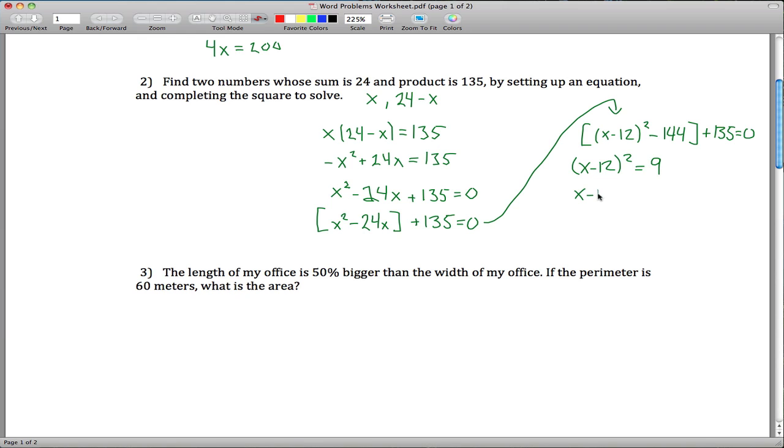Take the square root of both sides, and you get x minus 12 equals plus or minus 3. So for our answer, x equals 12 plus or minus 3. So x is 9 or 15. Those will end up being the 2 numbers that add up to 24. The way you can think about it is, 9 is one of the solutions, and if I plug that in up here, 24 minus 9 is 15. So that gives me the other one. And if I had plugged 15 in, 24 minus 15 gets you the 9. So either way, you get these 2 as your answers.